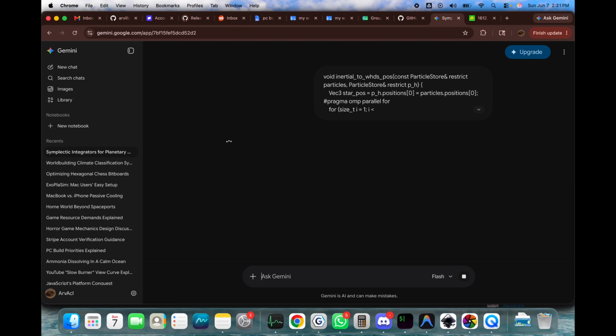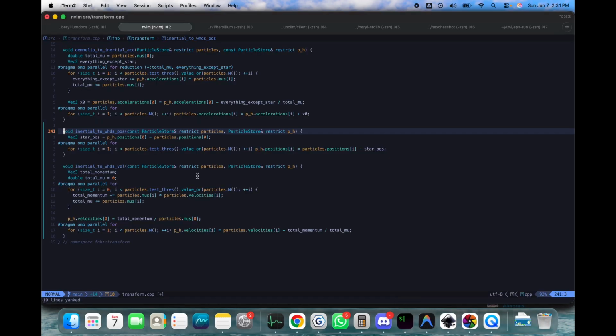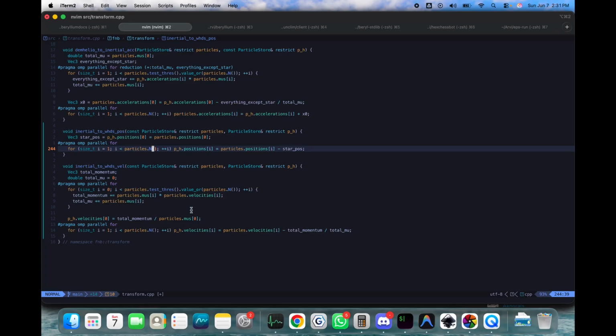Let me check this, and that's not correct. I checked it. So WHDS pause. Oh yeah, I kind of assumed this value, and usually that's true, not this time. Okay, race conditions. And why do I keep forgetting reductions. This is why I hate this. Reduction plus colon total momentum total mu. Okay. Let's copy this again. Okay, just minus v0.